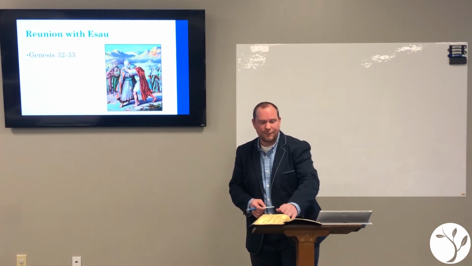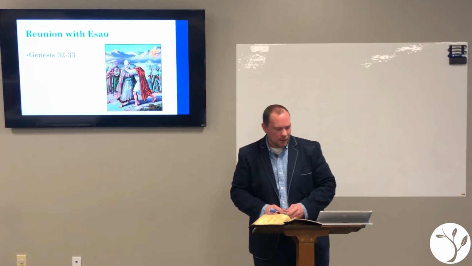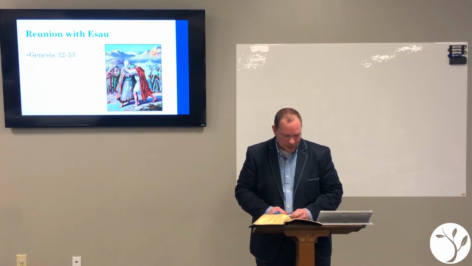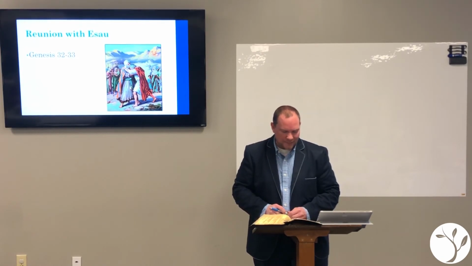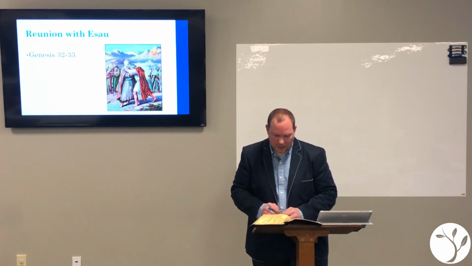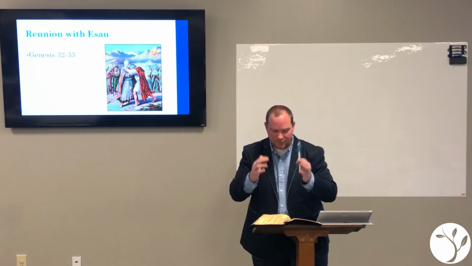So let's spend a few minutes looking at this account here, beginning in chapter 32, verse 3. Jacob sent messengers before him to Esau, his brother, in the land of Seir, the country of Edom, instructing them, Thus you shall say to my lord Esau, Thus says your servant Jacob, I have sojourned with Laban and stayed until now. I have all these possessions, and I'm going to give them to you in order that I may find favor in your sight. So he says, I'll give you all this stuff just to find favor in your sight.